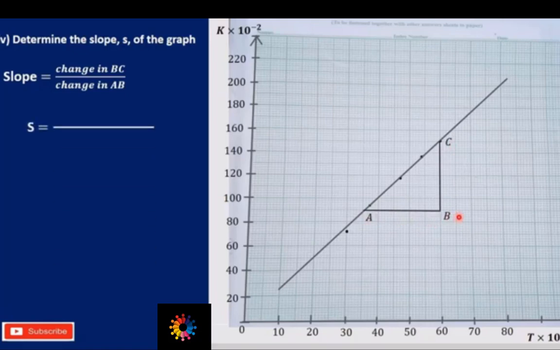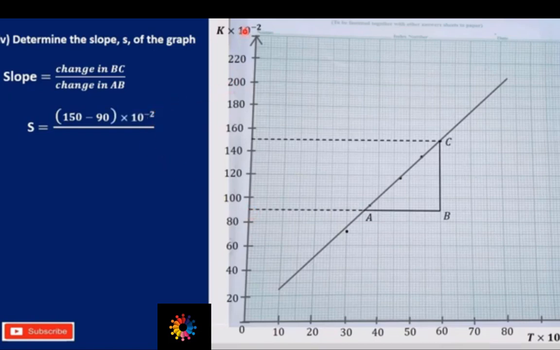Then our slope will now be equal to, now we are going to make a dotted line on C, then we trace it to our K values, which will fall in the middle, which is 150. So 150 minus, we do the same thing to our A as well. We trace it to K, then we find the value should be 90, then that is times 10 to the power minus 2.